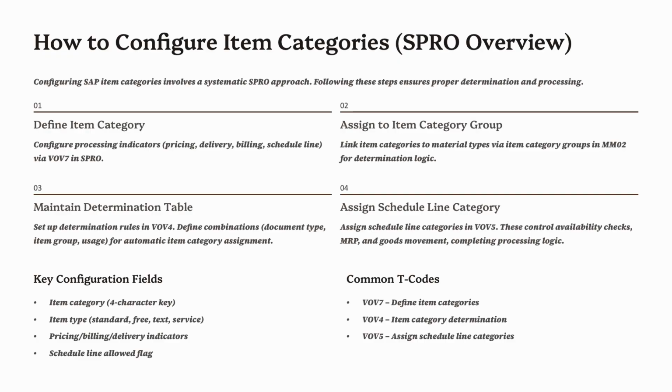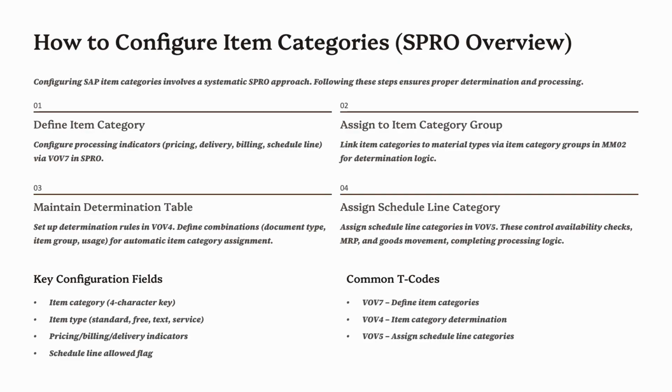3. Item category determination table. This is where everything comes together. SAP uses the following fields to determine the final item category: sales document type, item category group, usage, optional higher level item category. You assign the correct item category to each combination. This table is the main driver behind automatic behavior in SD.